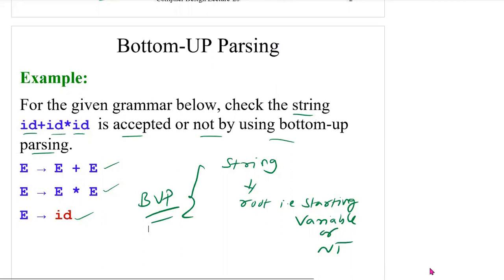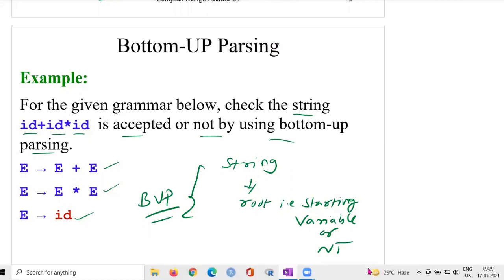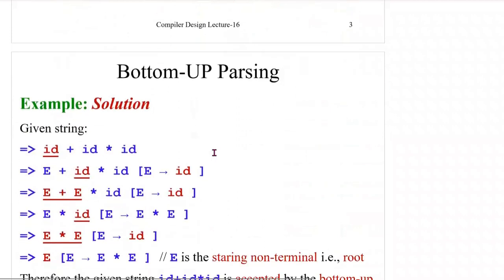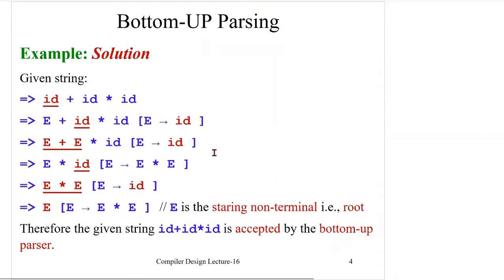In top-down parsing, by taking the production, we derived the string. Initially we took the starting variable of the given grammar, but here, in reverse, we take the string and then derive its root. That is the difference between top-down parsing and bottom-up parsing. Now let us check this. What is the given string here? id plus id into id. This you have to take.